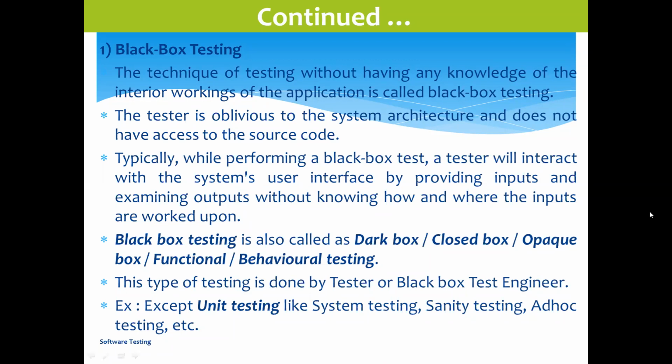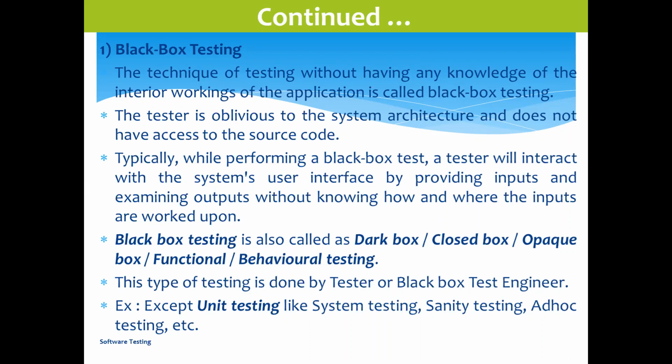These testers are oblivious to the system architecture and do not have access to the source code. You don't have any access to the code, how the code is working, how it is connecting, where it is present, nothing. Typically, while performing a black box test, a tester will interact with the system's user interface. User interface means the UI part of the application, how it looks. There you check the checkbox, radio button, text box, text, bold, italic, color combinations, position, indentation, formatting, those things only. Anybody can do that, so you cannot face any challenges in that.